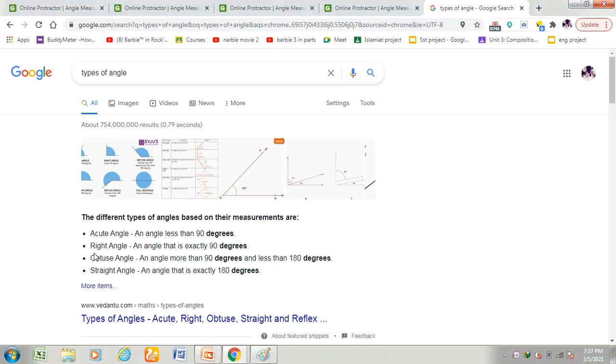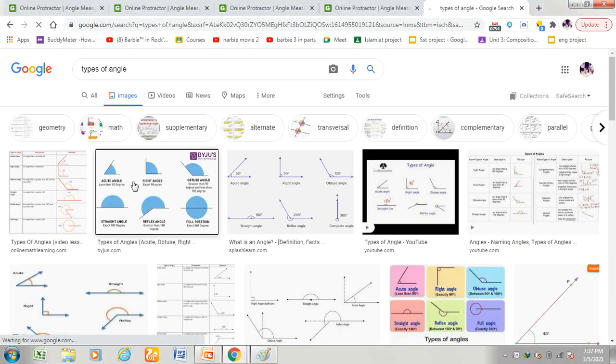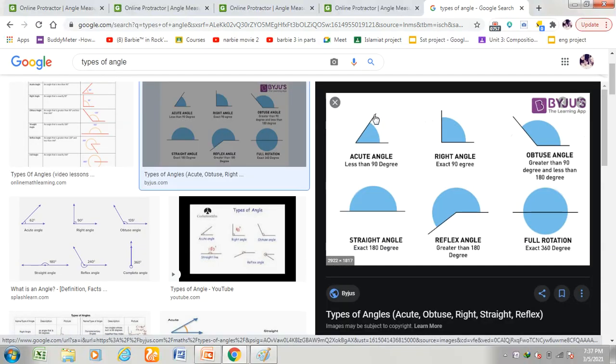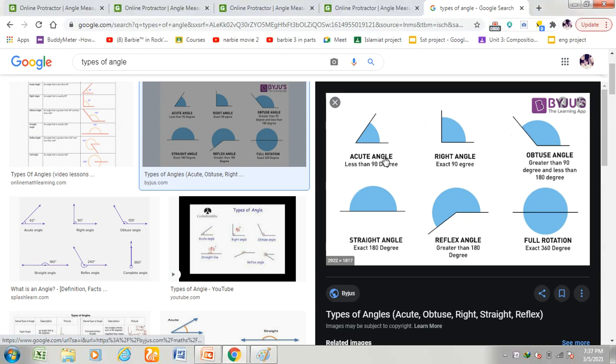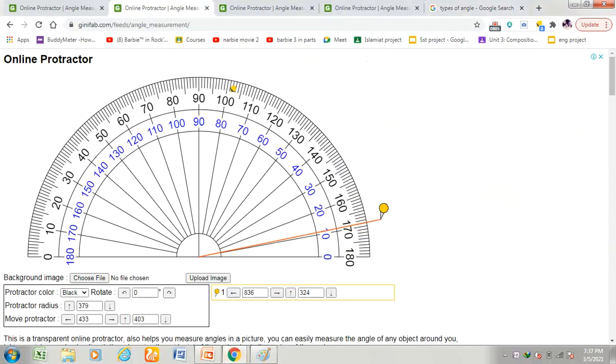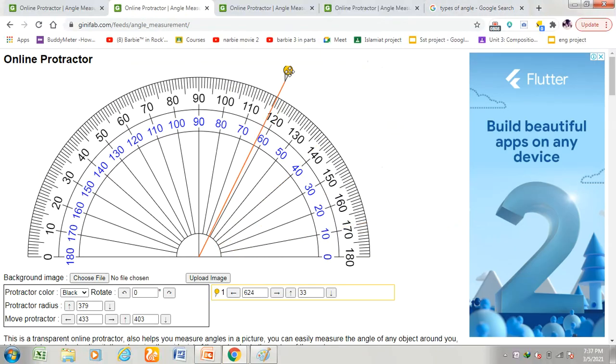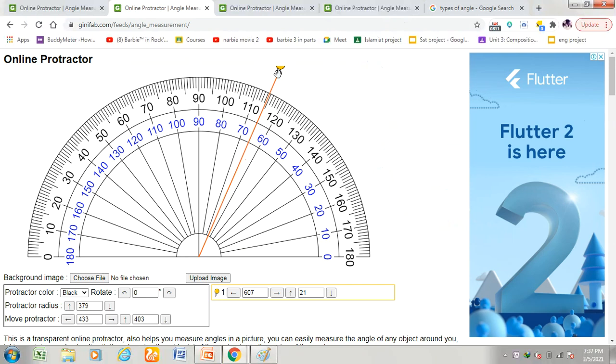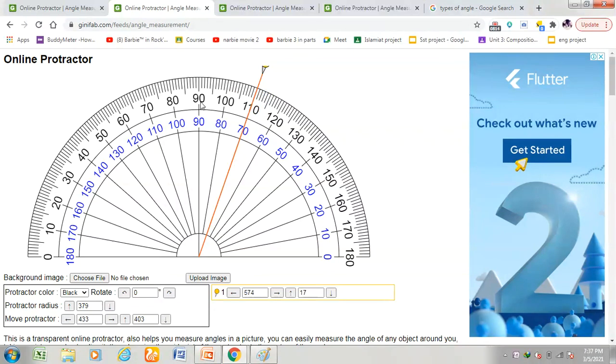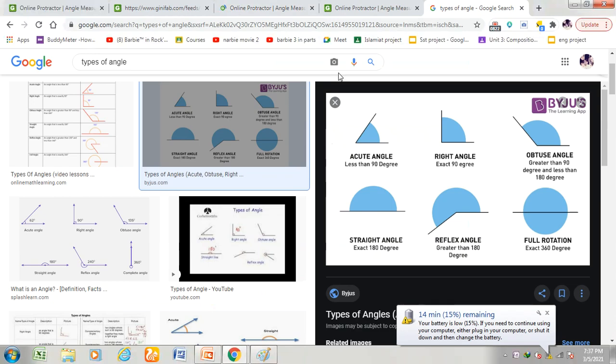So now I'll tell you about the right angle. What is a right angle? This is the right angle. This is the acute angle: less than 90 degree is an acute angle. Like an example, we'll come to this one. The obtuse angle is greater than 90.